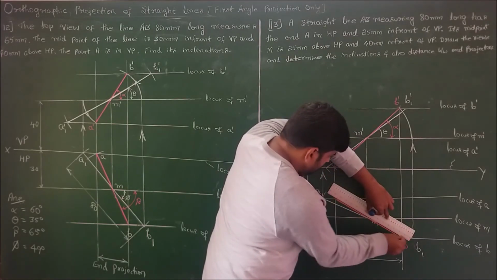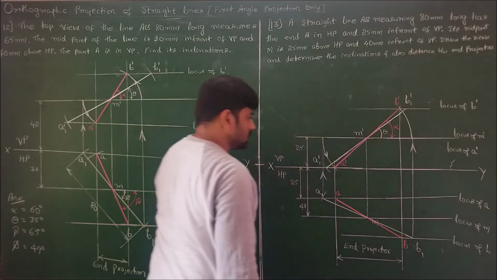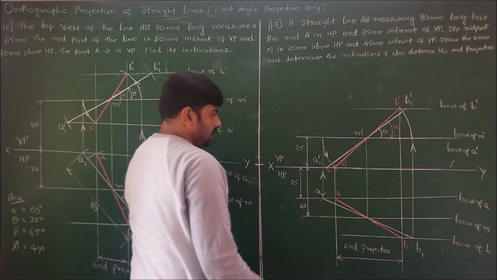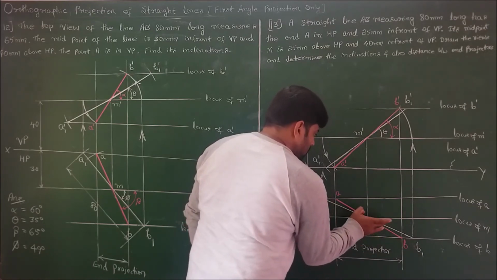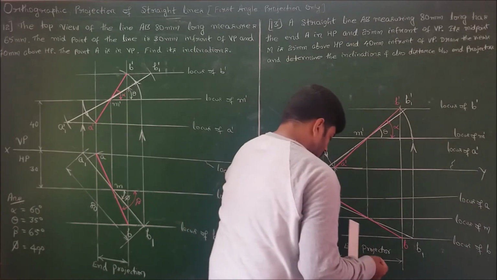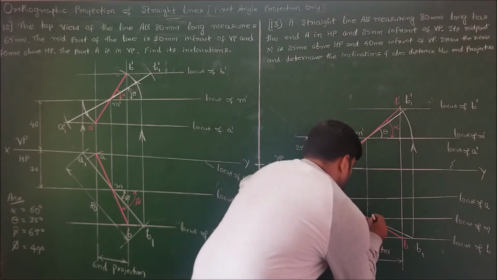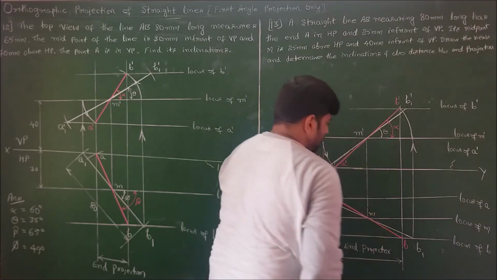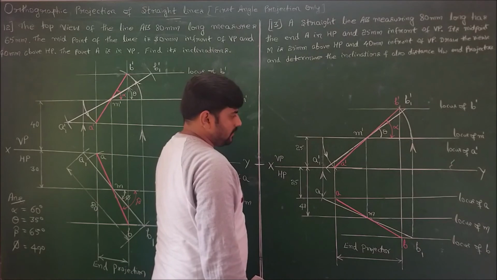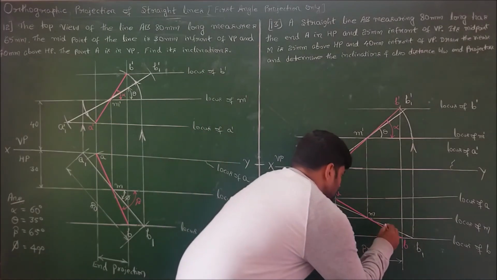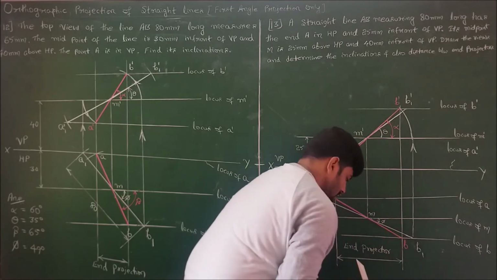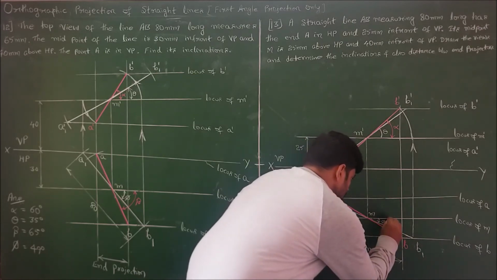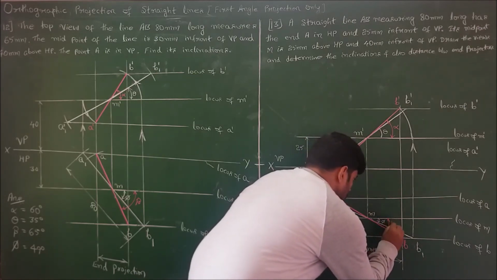Which is a dark line of 0.5 mm thick, because apparent lines are visible for us whenever a line is inclined to both the planes. Hence, we should use 0.5 mm thick for apparent lines. So this completes the given problem. If I want to measure the angles, this is phi and this is beta.